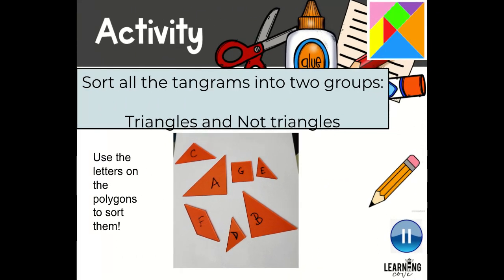So here we're going to take out a piece of paper and a pencil again, or a pen, and you're going to sort all these tangrams into two groups. One group is the triangle group, and one are not triangles. Use the letters that I wrote on my tangrams, on my polygons, to sort them. Pause the video now.